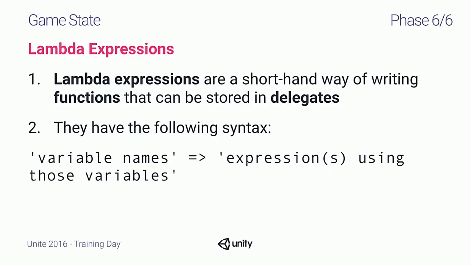Lambda expressions. So this is probably the most unusual and arguably the most difficult bit of syntax we'll be covering today. Lambda expressions don't really look like anything else in C#. And they have the syntax that you can see up there. They have the declaration of the variable names on the left, then a little arrow-like symbol, which is an equals and a greater than sign, followed by an expression or expressions as part of a function.